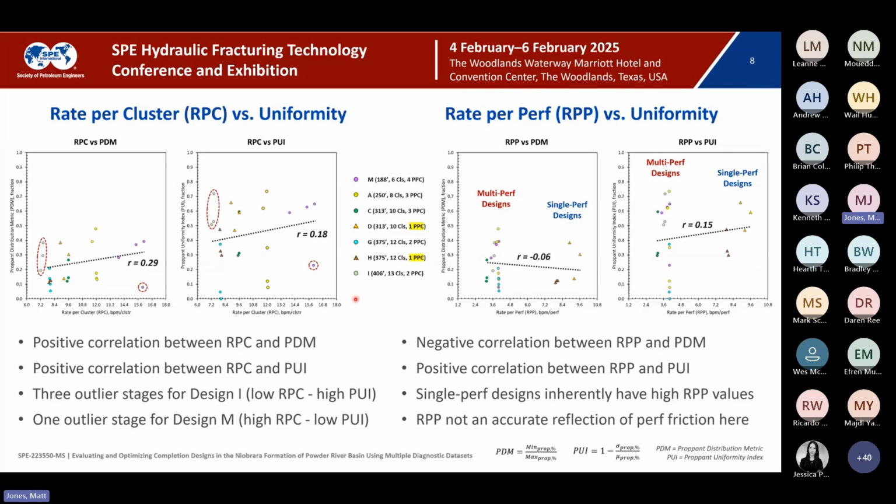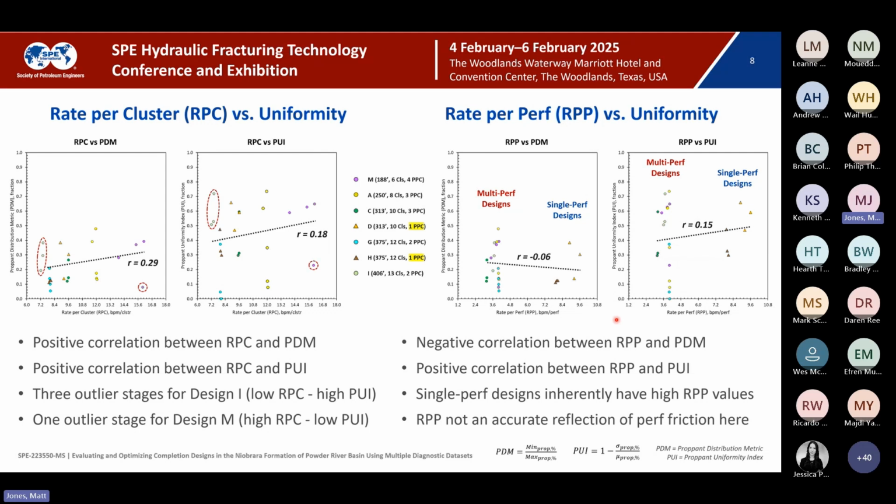But before we move on, let's look at rate per perf versus uniformity. Very similar plots on the right half of the slide. We have rate per perf on the x-axis from low to high. The left plot is PDM on the y-axis. The right plot is PUI on the y-axis. Now, generally, we can use rate per perf as a proxy for initial perf friction pressure. The higher your rate per perf, the more perf friction pressure you have, or the more limited entry you have.